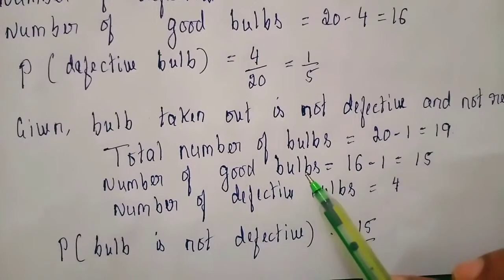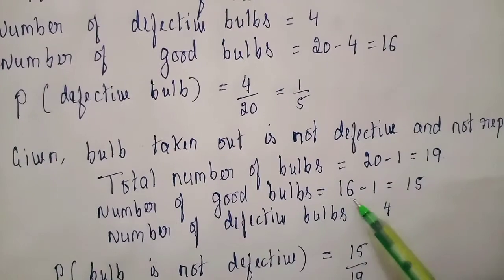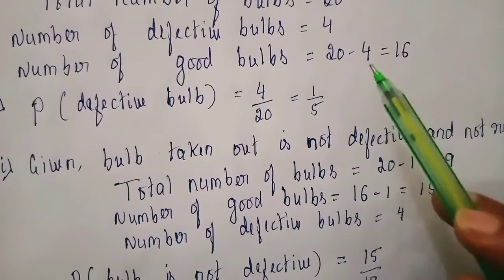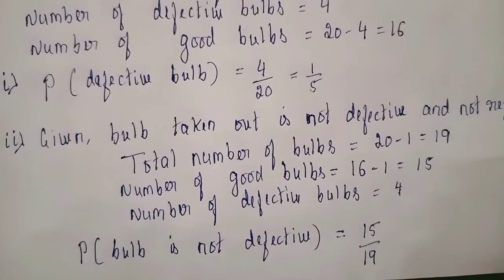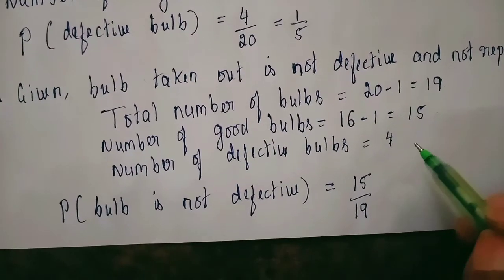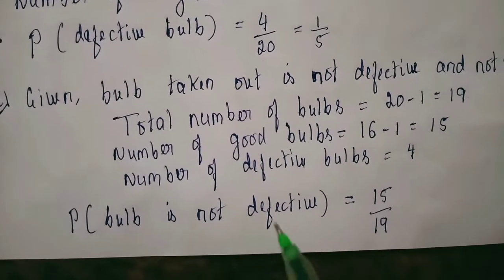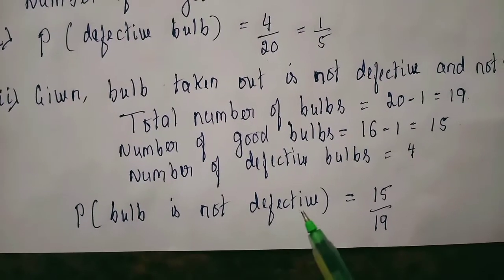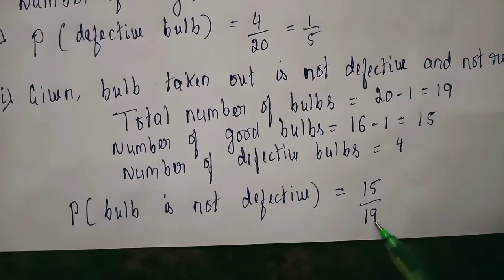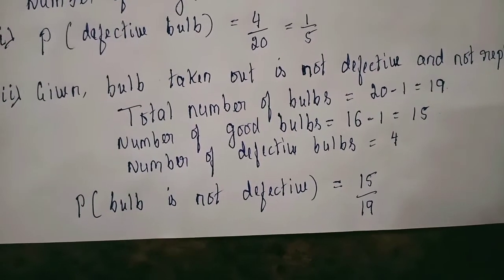Which bulb are you removing? Good bulb only you are removing. So 16 good bulbs were there. Out of 16, one good bulb is removed. That is 15 now. The number of defective bulbs will be as it is, 4. So now the total number of bulbs is 19. Number of good bulbs 15. And number of defective bulbs is 4. So now the question he asked, find the probability that the bulb is not defective. What is the meaning of not defective? Means good bulb. How many good bulbs do you have? 15. 15 by total 19. So 15 by 19 is the probability that the bulb is not defective.